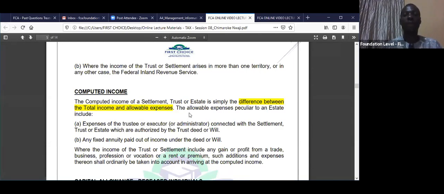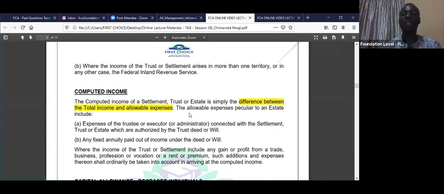And I will also say that all other allowable expenses for businesses are also included here. Where the income of the trust or settlement includes any gain or profit from trade, profession, or vocation, or rent, or premium, such additions and expenses thereon shall ordinarily be taken into account in arriving at the computed income. One of such classical examples is business trade. When you have a business income and you have a capital allowance, you have to remove the capital allowance from the business income so that you can derive what you call your computed income.